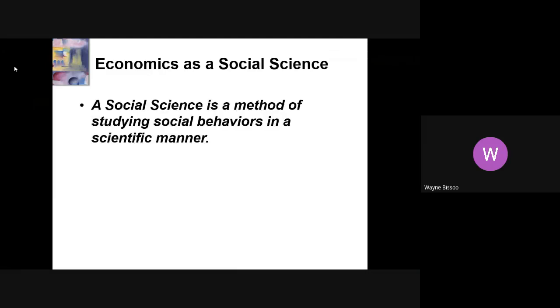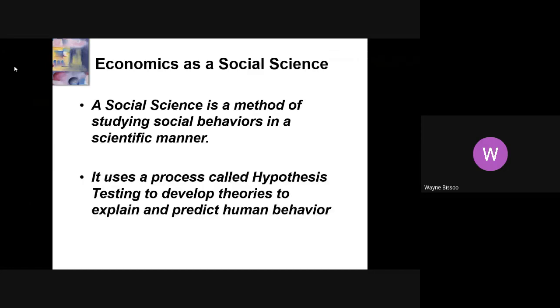When we say economics is a social science, what do we mean? A social science is a method of studying social behaviors using a scientific method. It's a science because it proceeds using scientific methodology, and it's social because it's studying society. Simple. The scientific process utilized is called hypothesis testing, and we use it to develop theories to explain and predict human behavior. A theory that might come up, for example, is that as prices rise, quantities demanded fall. That's a theory, but we can test it.